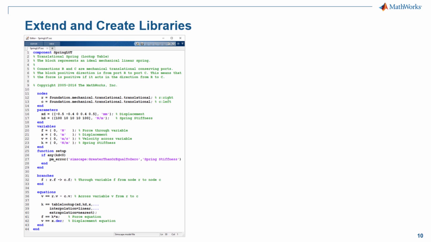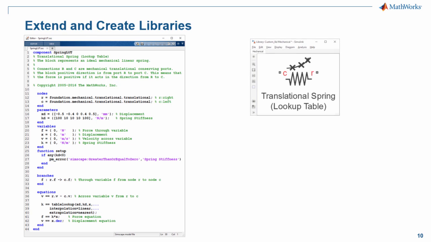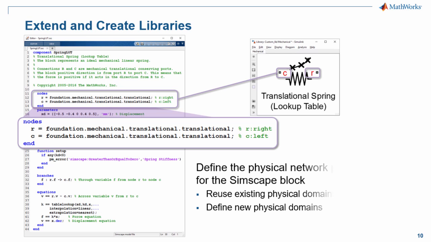Here's the source code that defines our nonlinear spring. Our nonlinear spring component has two mechanical physical ports. Those are defined here. We reuse the domain definitions provided by Simscape for the mechanical domain. This makes sure that our Simscape component is compatible with the rest of the translational mechanical components in the foundation library. We could have also defined our own new physical domain if that were necessary for our system.